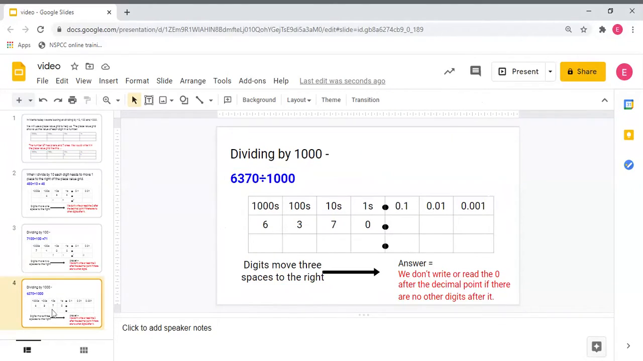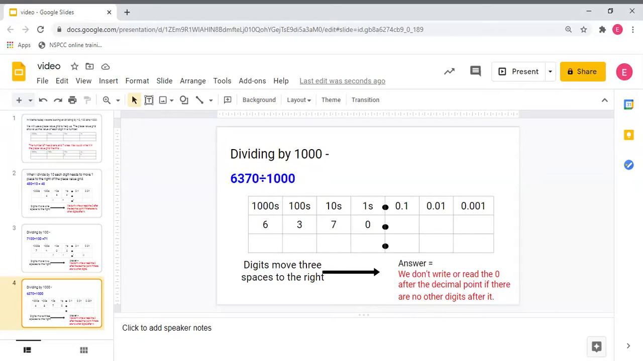Let's have a look at dividing by 1,000. I've got 6,370 divided by 1,000. I've written this number into its correct columns on my place value grid. I know I've got 6 1,000s, 3 100s, 7 tens and no ones. Because I'm dividing by 1,000, my digits are moving 3 spaces to the right.